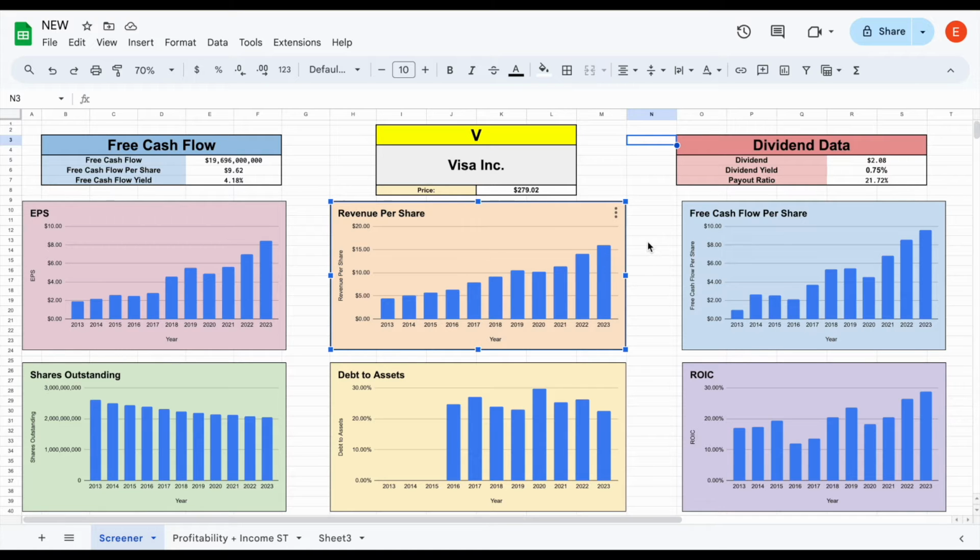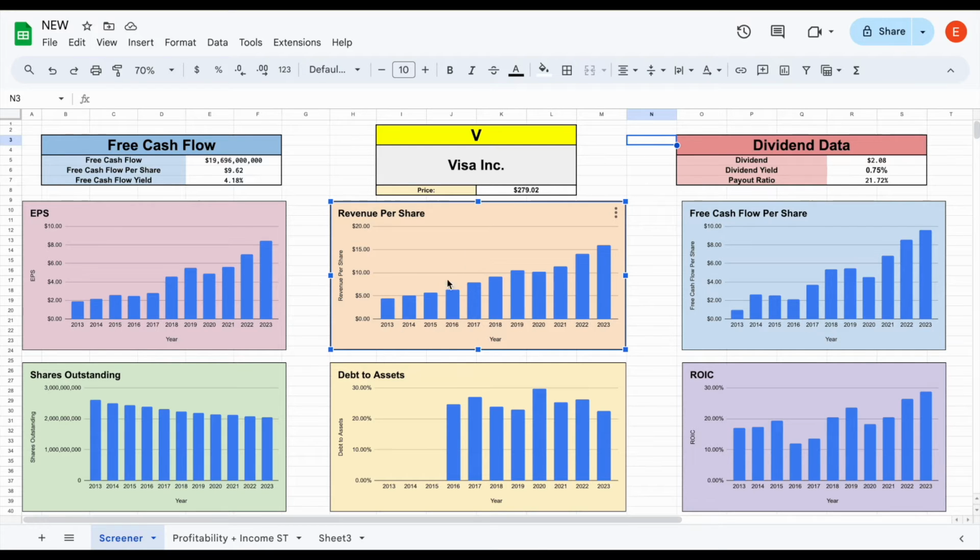Again, revenue is at the top of the income statement. So for example, in 2022, Visa was able to generate $14.06 for every share outstanding that this company has. And in 2023, we can see that grew to $15.95. So obviously we want to see growth in this over time.